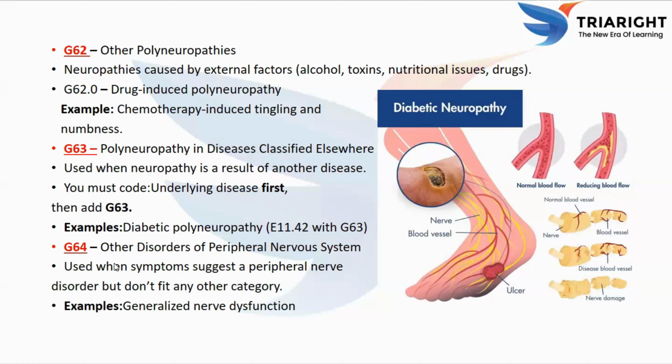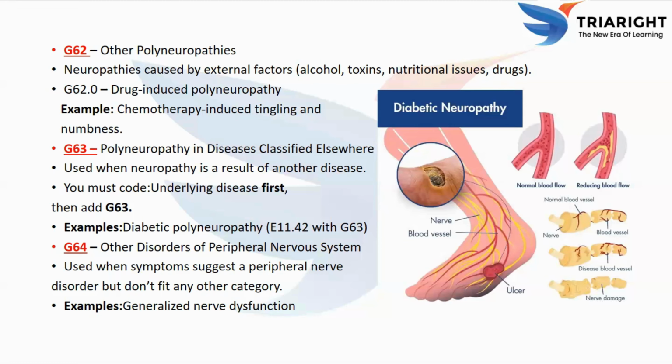So coming to the G64 code, other disorders of the peripheral nervous system. G64 is used when there is a nerve dysfunction, but it does not fit into any other category, G62 or G63. So what are the examples of G64? A generalized nerve dysfunction, and also a peripheral nerve disorder of unclear cause. Another example is non-specific symptoms like numbness, but not linked to a specific condition. So what is the key idea over here? Nerve problem, but the category is not clear. Then you have to assign the code G64.